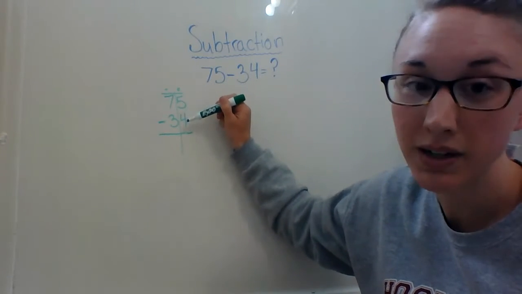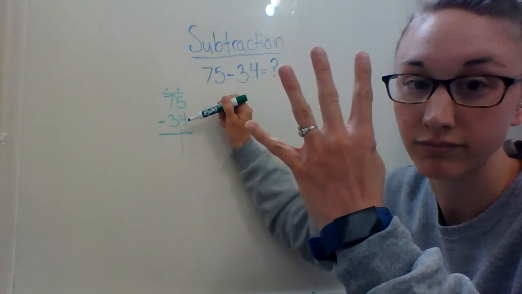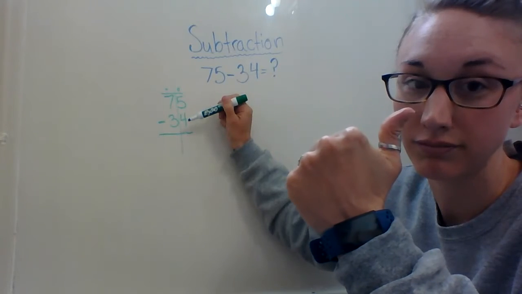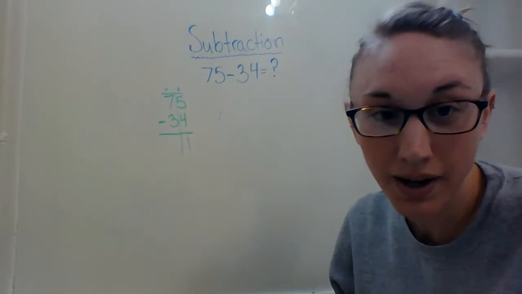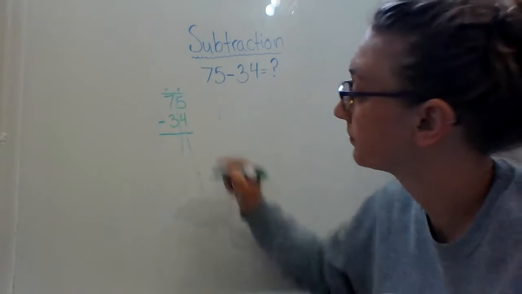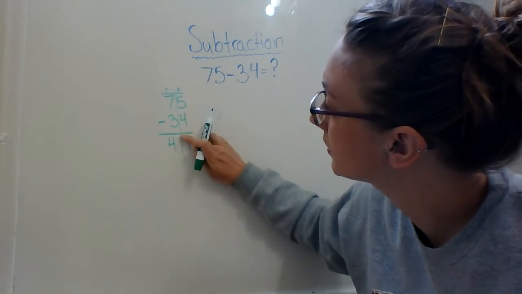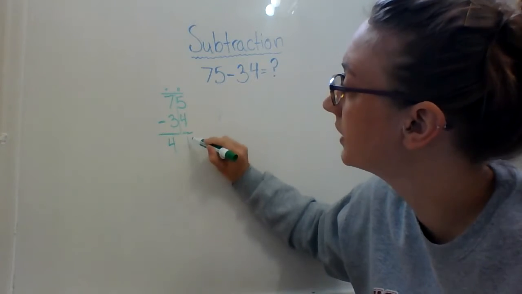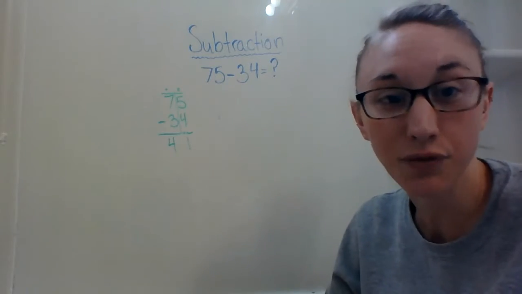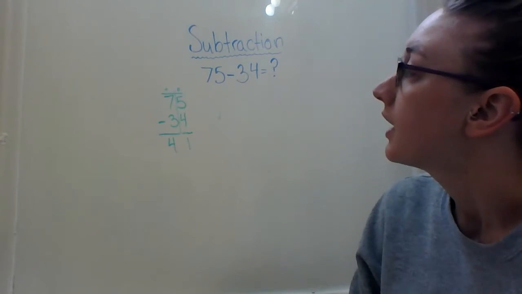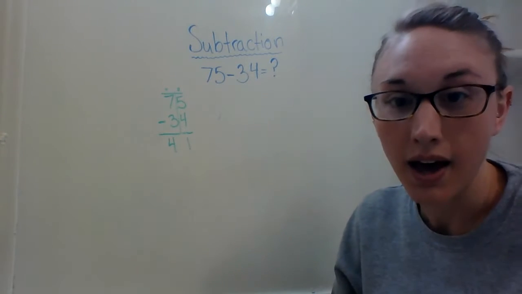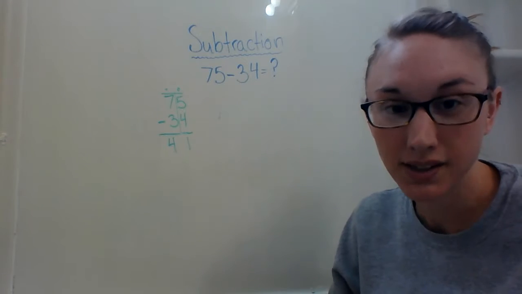So 5 minus 4 equals 1. 7 minus 3 equals 4. So my answer is 41. Pretty easy. Okay.